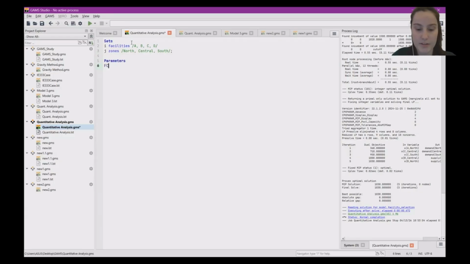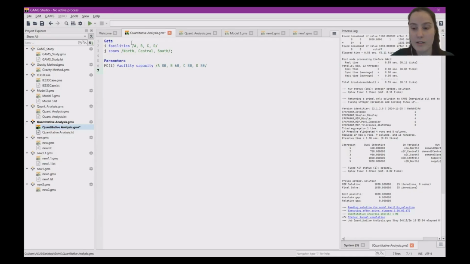Our first parameter was the facility capacity. Because the facility capacity is about the facilities, I'm going to use I, because I is facilities. Capacity of A was 80. Capacity of B was 60. Capacity of C is 80. And capacity of D is also 80.